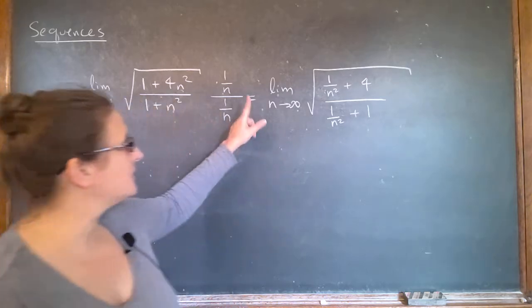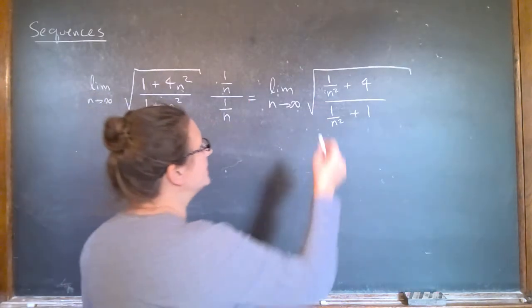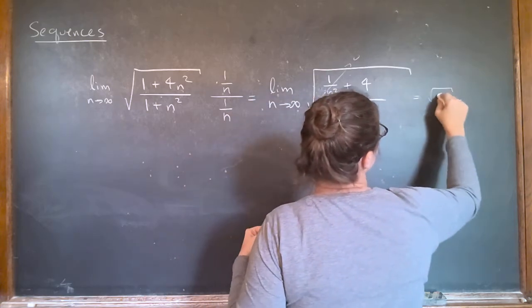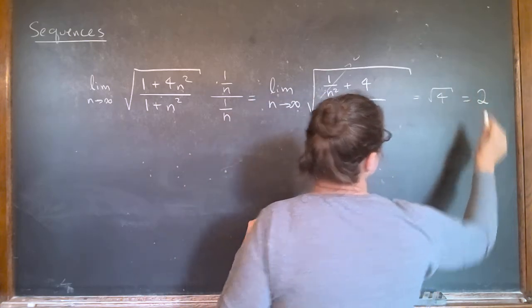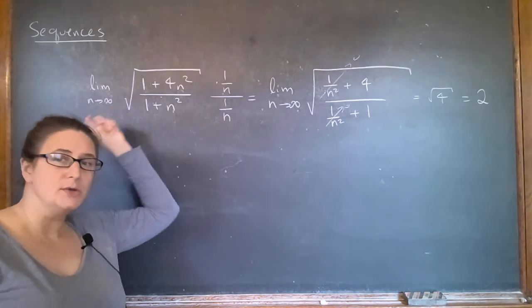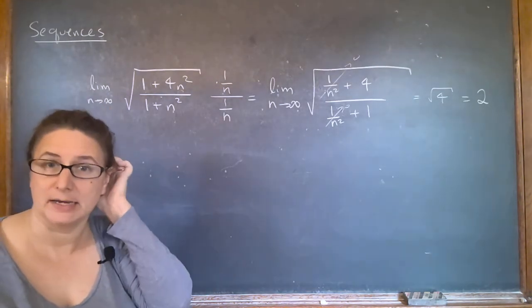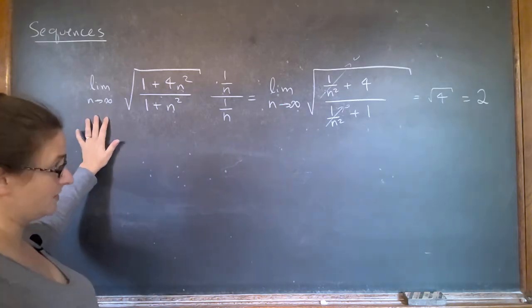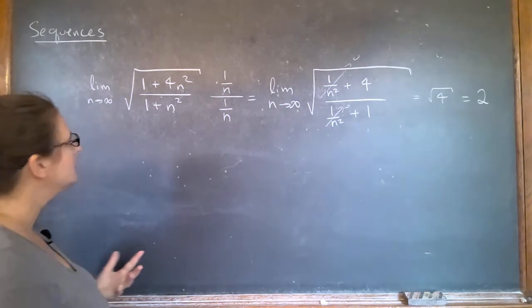This is a continuous function, so I can take the limit inside. This one goes to 0. This one goes to 0. I have the square root of 4, which is 2. For these sequences, we're always taking n out to positive infinity, so we don't have to worry about any negative square root business, because our n's are going to positive infinity. Okay? Something like this.